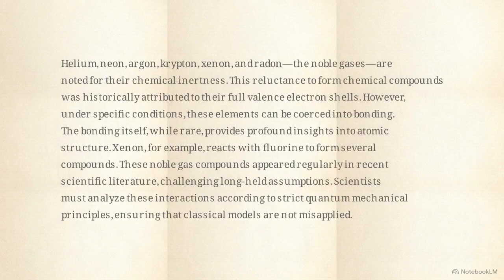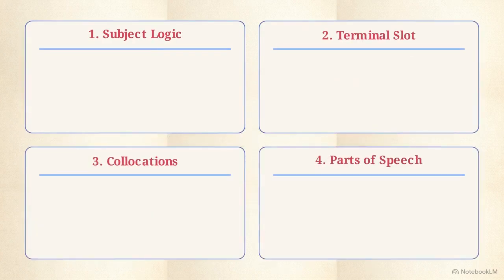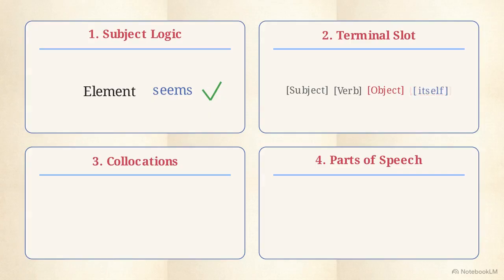We finished the passage. Let's consolidate these 4 techniques so you can apply them to other reading questions. Rule 1. Check subject logic. Always ensure the verb you choose is physically possible for the subject of the sentence. Rule 2. Identify emphatic pronouns. If the sentence is already complete, look for a reflexive pronoun to provide emphasis in the terminal slot.